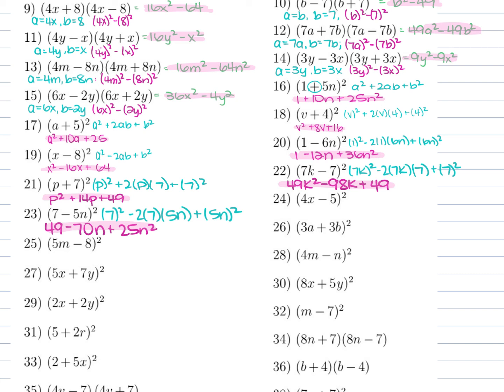For number 24, you have 4x minus 5 squared. So we're going to do 4x squared minus 2 times 4x times 5 plus 5 squared. This leaves us with 16x squared minus 40x plus 25.